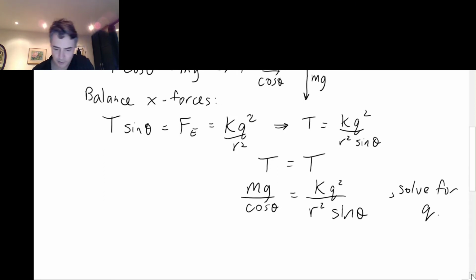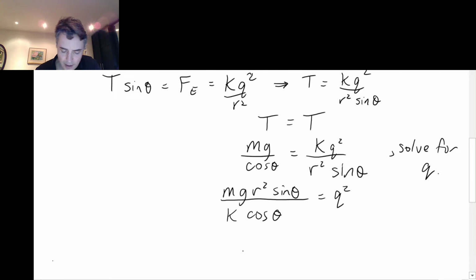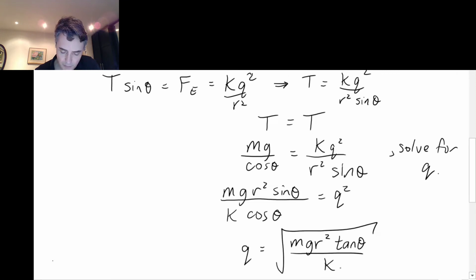So solving for q, what do I get? I've got m times g times r squared times sine theta divided by Coulomb's constant times cosine theta is equal to q squared. So in the end, I've got q is equal to the square root of m times g times r squared times tan theta, because sine over cos equals tan, divided by Coulomb's constant. So that's the equation that you can use.